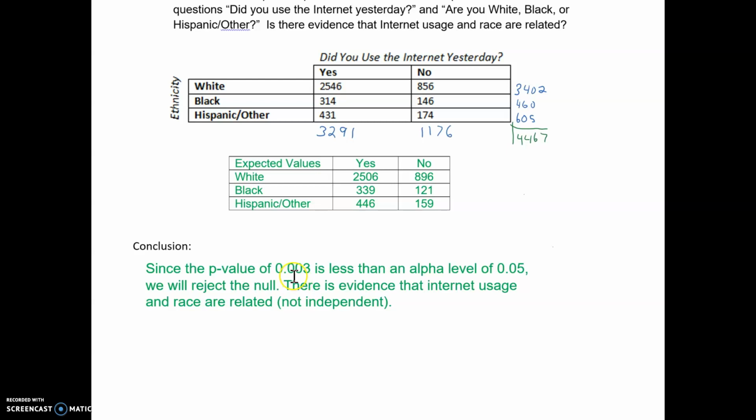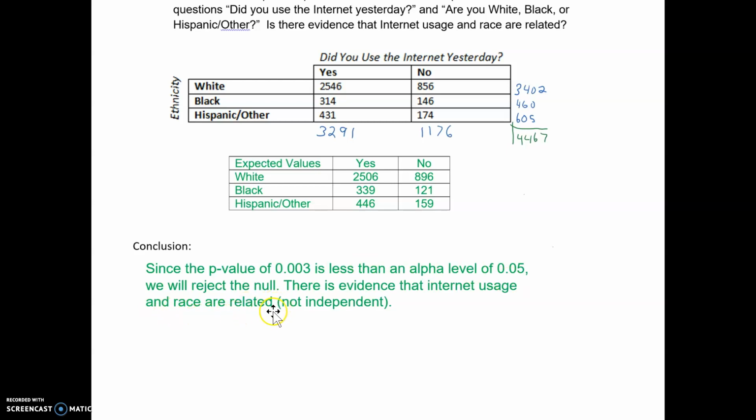Since our p-value of 0.003, so we're calling out p-value, and we're very clear that we're comparing p-value with an alpha level, okay? So we use the words less than or greater than, right? So here we go. Since the p-value of 0.003 is less than an alpha level of 0.05, we will reject the null. Now make sure you know what that means. That means there is evidence of the alternative hypothesis. So make sure that you look at how you worded your alternate hypothesis. There is evidence that internet usage and race are related.